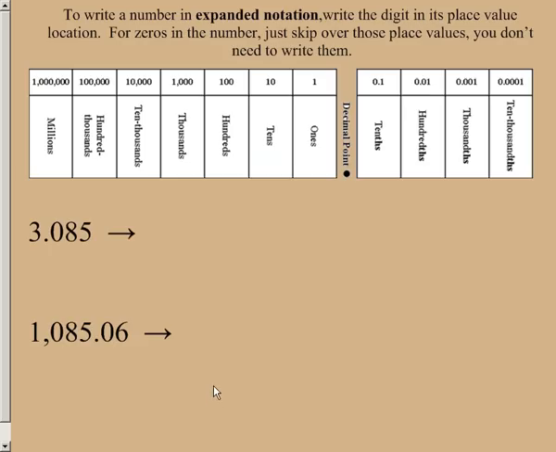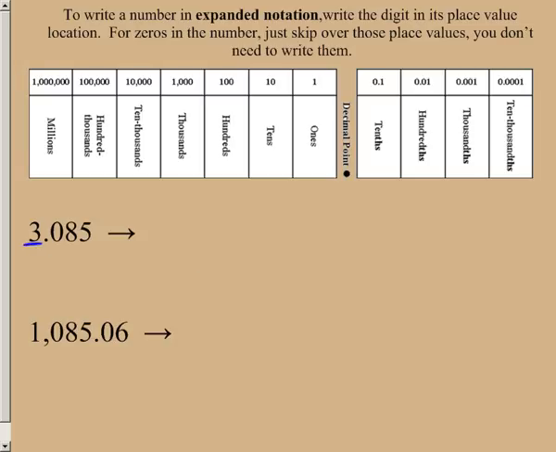All right, now we're going to learn how to write a number in expanded notation. Now we've done this before, just with whole numbers, not with decimals. We're going to do the same exact thing. So to write a number in expanded notation, write the digit in its place value location. For zeros in the number, just skip over these place values. You don't need to write them. So let's go ahead and try.